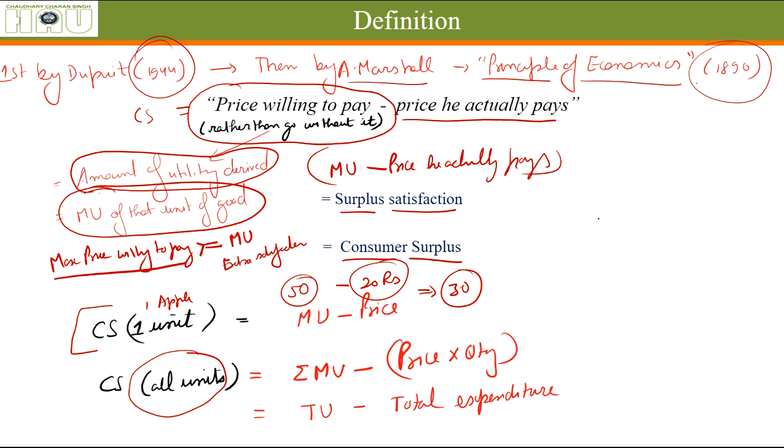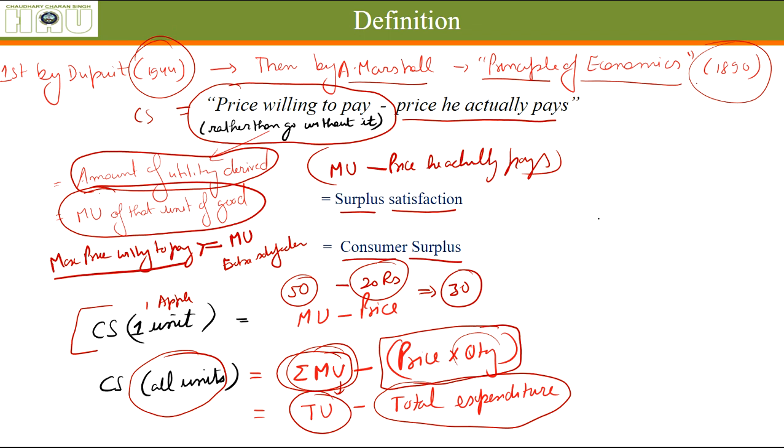In the case of many units purchased, it will be equal to the summation of marginal utilities, that is, the total marginal utility of all the units combined, minus the total money spent, price into quantity of those goods bought. That is consumer surplus. Also, it can be written as the sum of marginal utilities, which is total utility, that is total satisfaction, minus the total money that has been spent on the purchase. This is called the consumer surplus.